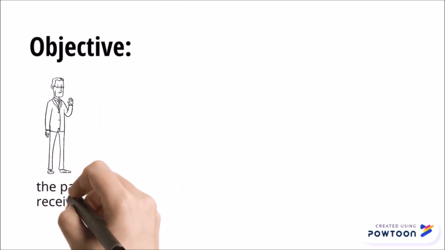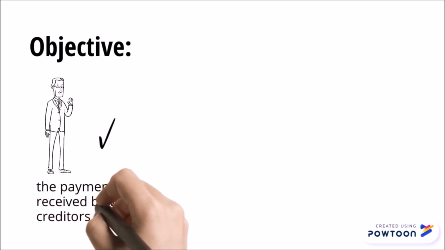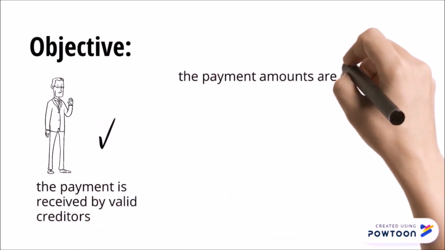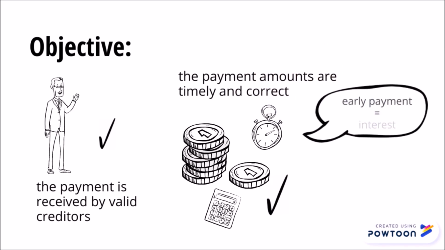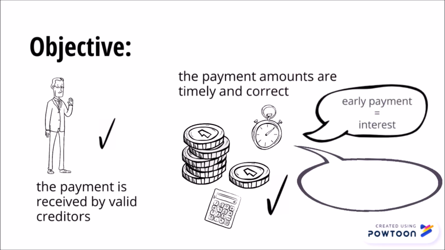The objective of this system is to ensure that only valid creditors receive the payment and that amounts paid are timely and correct. If the system makes the payment early, the firm will earn interest income, but if the obligations are paid late, the firm will lose the purchase discount.